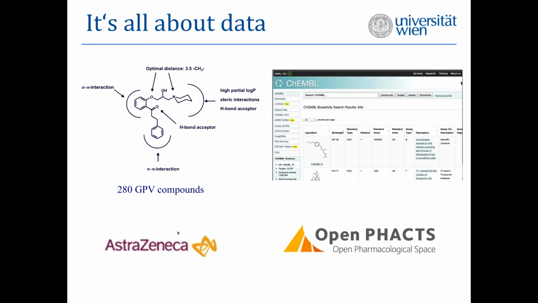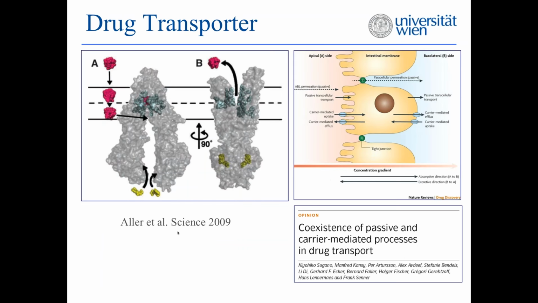But before explaining a bit more in detail what Open PHACTS means, maybe also let me explain the use case, drug transporter. So since 1976, we know P-glycoprotein. You see here the X-ray structure of mouse P-glycoprotein, and what it is doing is it's just sensing toxic compounds when they are diffusing through the membrane, and by use of ATP, pumping them out of cells. And how was it discovered? It was discovered as being responsible for multiple drug resistance in tumor therapy.